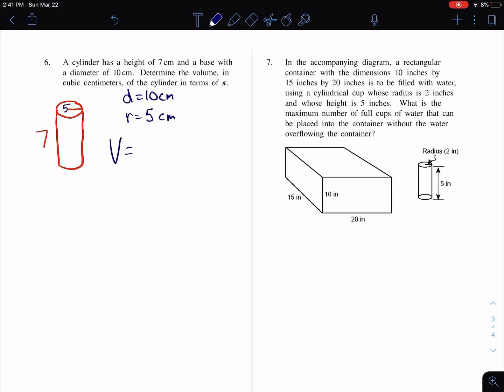So just be careful with that. Now, for the volume formula of a cylinder, you'll go to your formula sheet and look that up. The volume formula for a cylinder is pi r squared h.